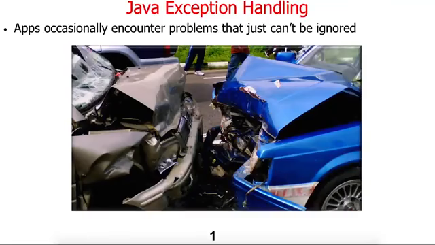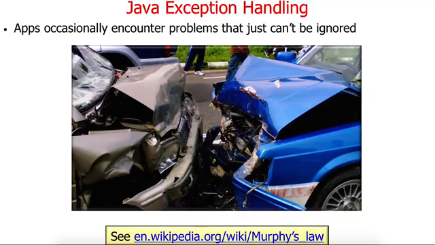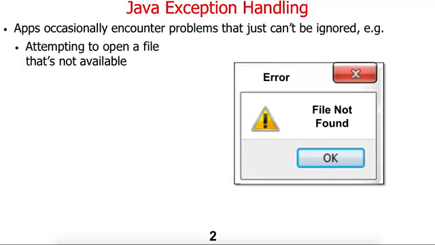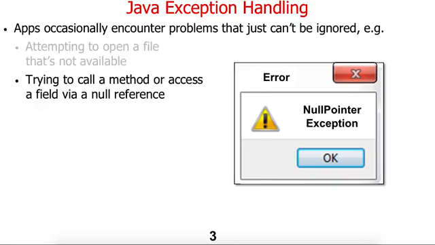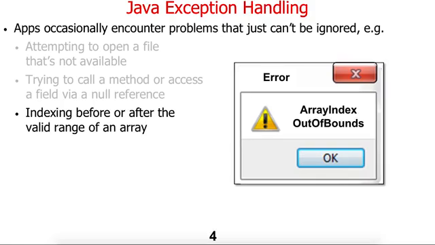Despite our best efforts, apps will occasionally encounter problems that just can't be ignored. Echoing the classic Murphy's Law, anything that can go wrong will go wrong. For example, problems can arise when an app attempts to open a file that is not available on the device, or tries to call a method or access a field via a null reference, or indexes into an array before or after the valid range of the array.